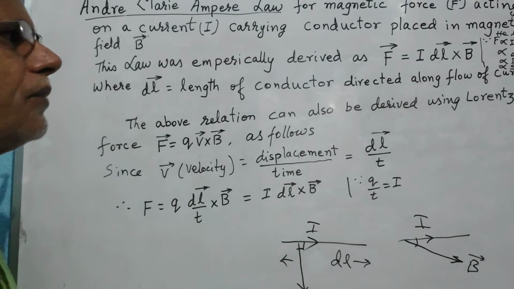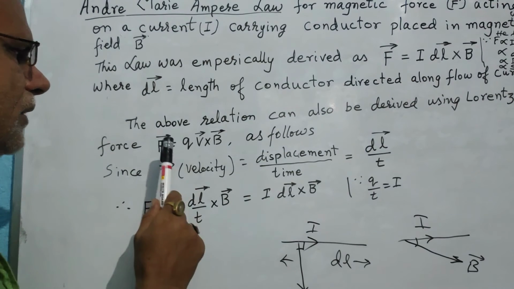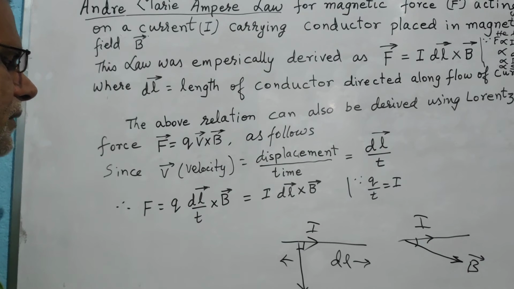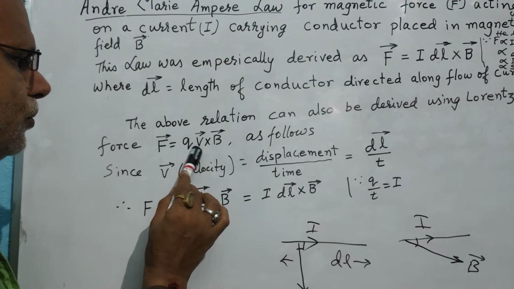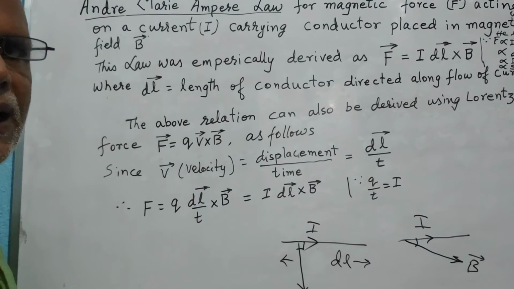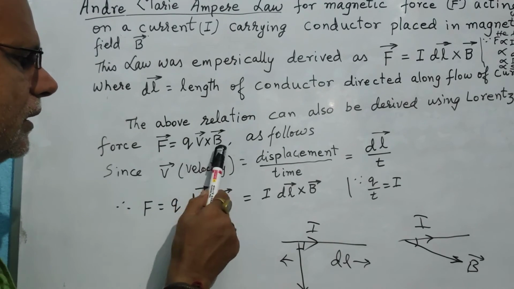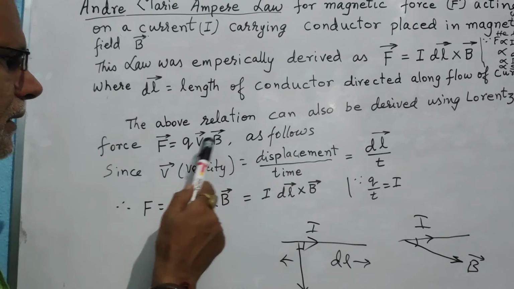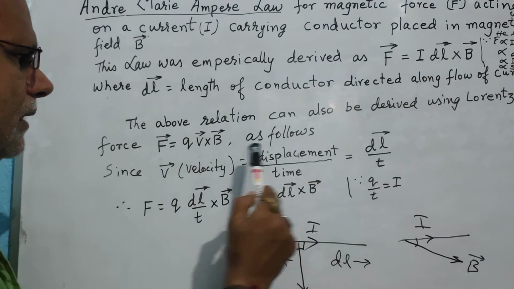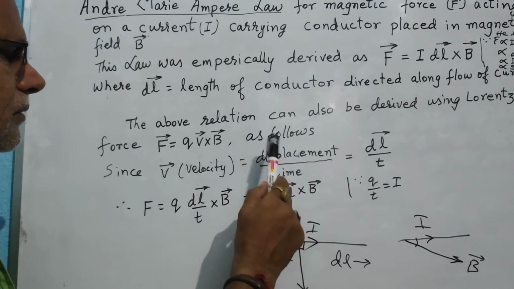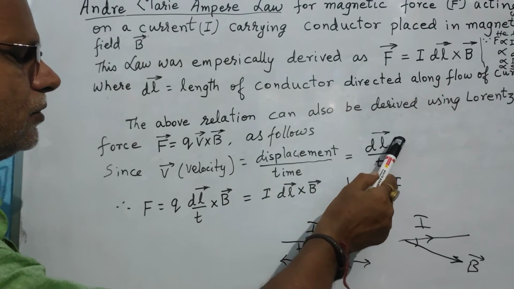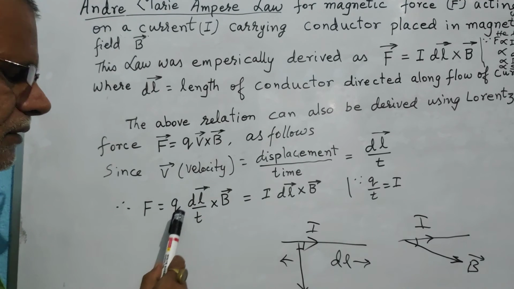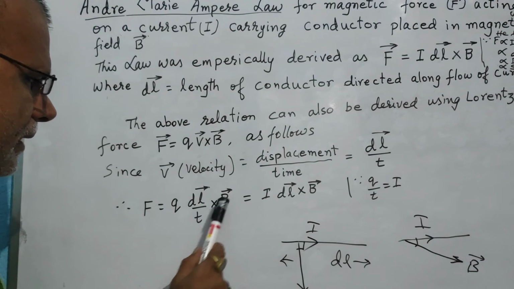Now students, we can also find this formula by using the Lorentz formula. We know the magnetic Lorentz force is F is equal to Q V cross B, where Q is the charge moving with velocity V placed in magnetic field B. Now for velocity we can write displacement by time, and so V is dl by t. If we replace V by dl by t, the magnetic Lorentz force is equal to Q into dl by t, cross B.